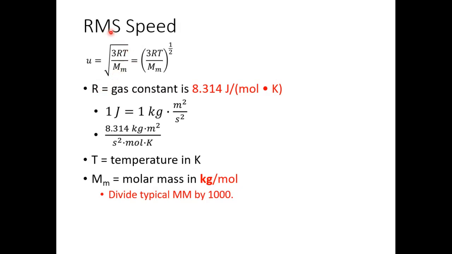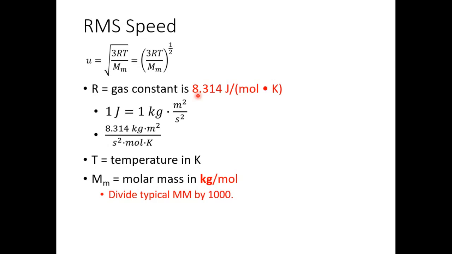In this particular calculation for RMS speed, the R value that we use is different units than what we've been using for the ideal gas law, okay? This is the R value you would use when calculating RMS speed, okay? 8.314 joules. That's what that J is, a joule. This is an energy unit. We're talking about energy, speed, okay? That's why we have a different R value here. You have to use this R value if you're calculating RMS speed. 8.314 joules per mole times Kelvin.